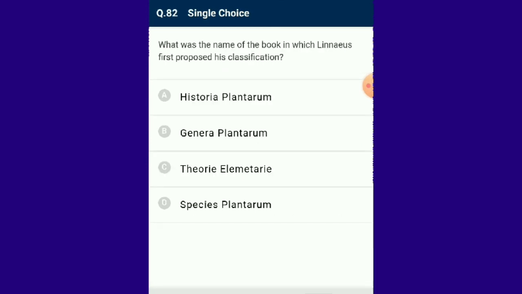Question number 82. What was the name of the book in which Linnaeus first proposed his classification? Linnaeus first proposed his system of classification based on the number of stamens and pistils in the book Species Plantarum and introduced the Linnaean taxonomy. So the answer is option D, Species Plantarum.